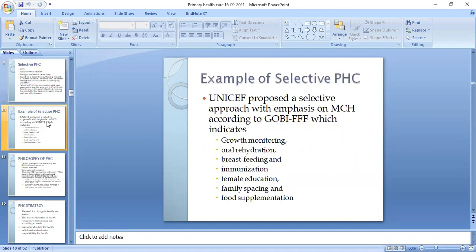Now, an example of selective primary healthcare. UNICEF proposed a selective approach which emphasizes maternal and child health according to the GOBI FFF, which indicates growth monitoring, oral rehydration, breastfeeding, immunization, female education, family spacing, and food supplementation. By implementing it in Africa, the infant mortality rate declined by 40% in 10 years.